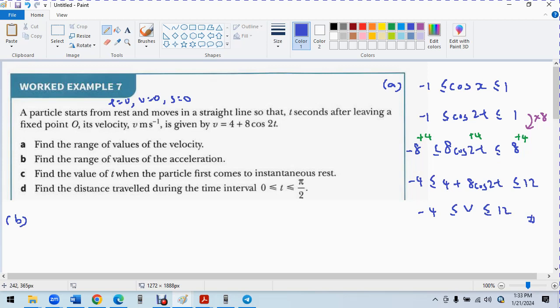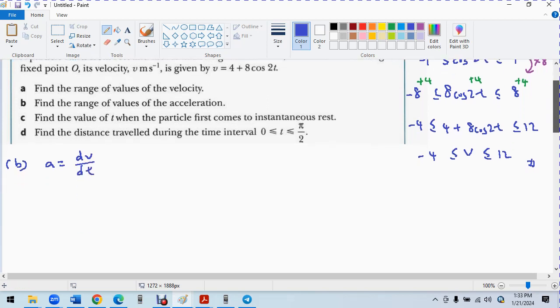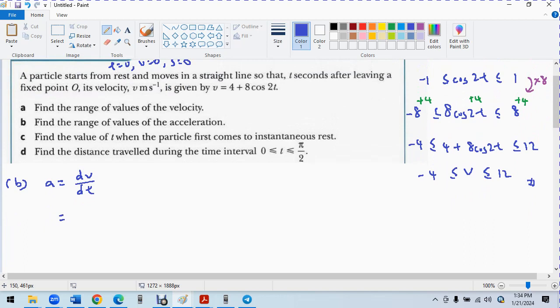For B, we need to find the range of values of acceleration. Before we find the range of acceleration, we must find the equation of the acceleration. Then we have -16 sin 2t. Differentiating 2t gives 2, and differentiating cos gives negative sine.